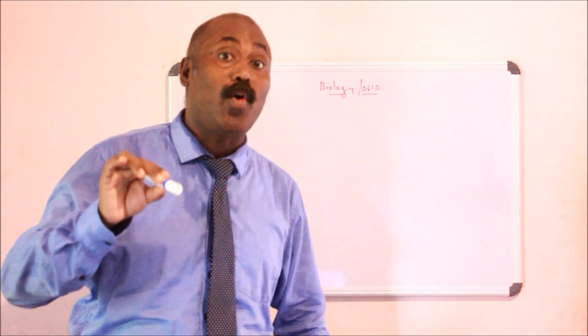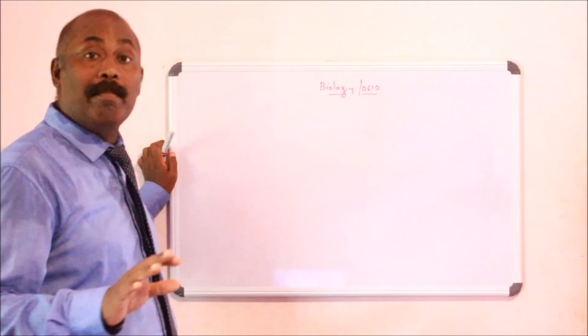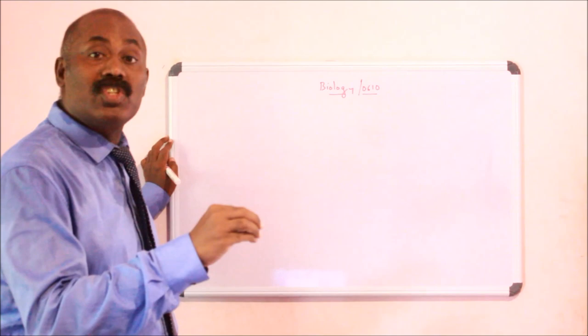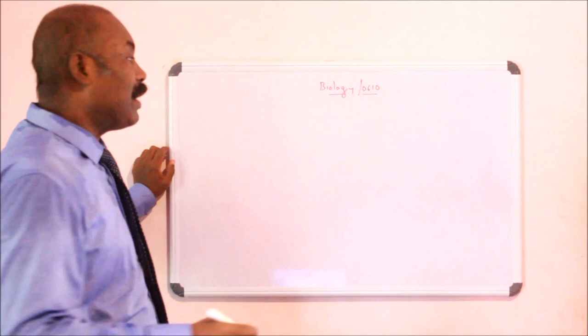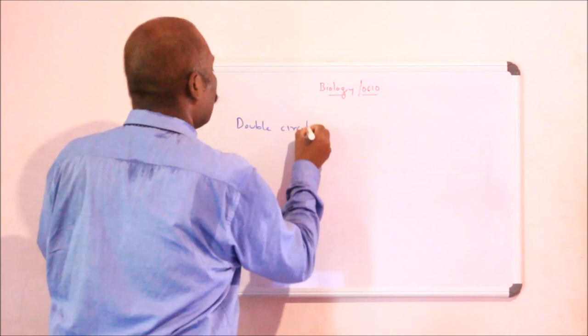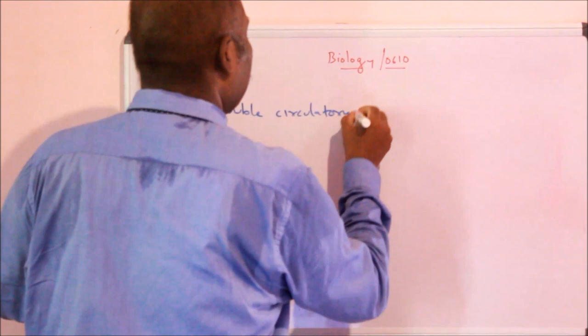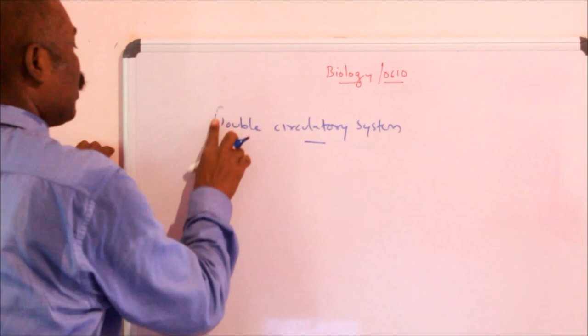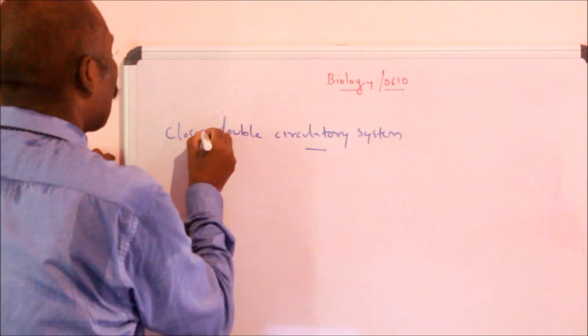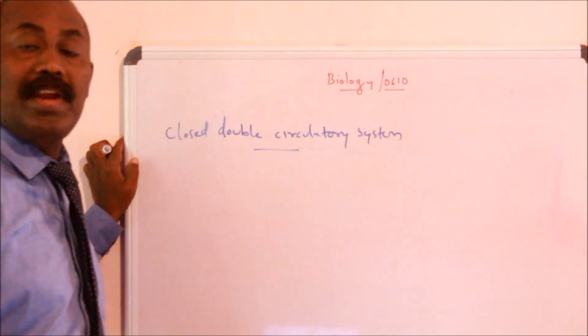Now we will move on to the circulatory system in human beings, and we have to compare this with the circulatory system in fish. In human beings, the circulatory system is a double circulatory system. I will write one more word here: it is a closed double circulatory system. So, closed double circulatory system in human beings.